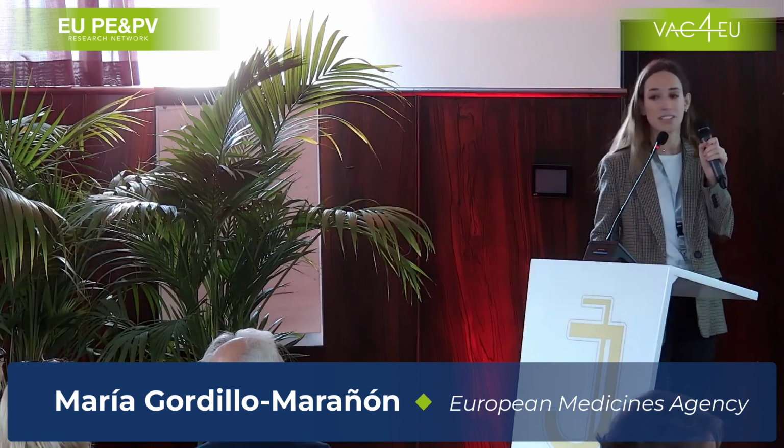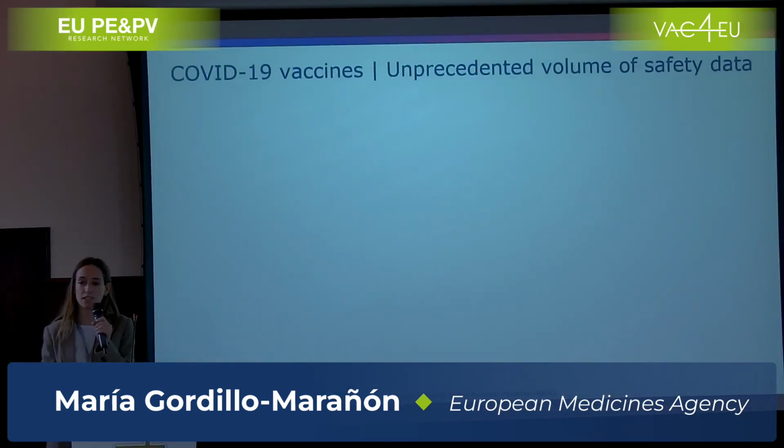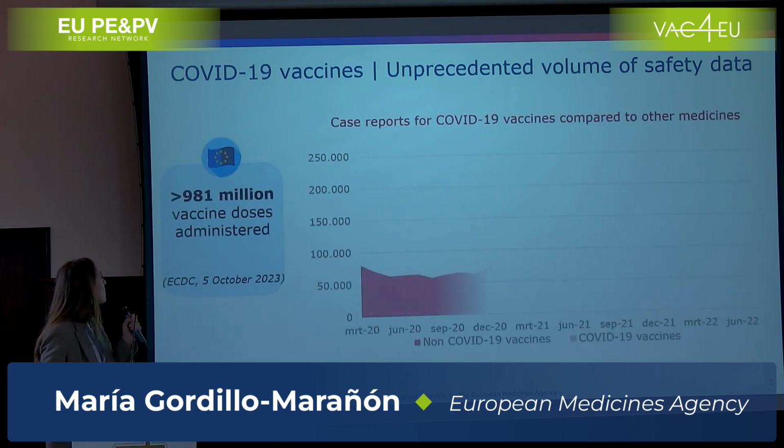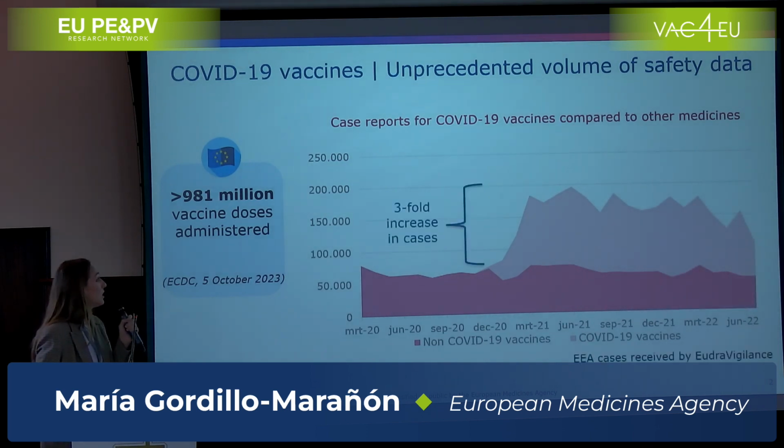So the disclaimer slide that Catherine introduced before. I'd like to begin by providing some context about the COVID-19 vaccination in the European Union. Since the vaccines were approved, they have been extensively used in the EU, with over 981 million doses administered as of the end of last week. This high vaccine uptake led to an unprecedented volume of safety data from spontaneous reports, with over 1.8 million adverse reactions originated in the EEA and reported to EudraVigilance, which is the system to collect, manage, and analyze adverse reactions to medicines authorized in the EEA.